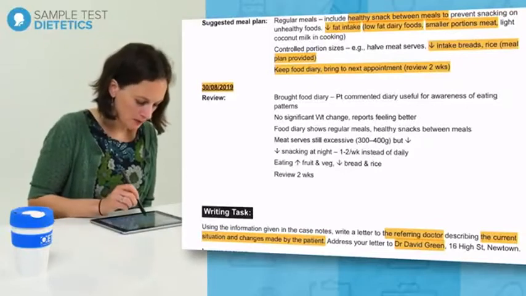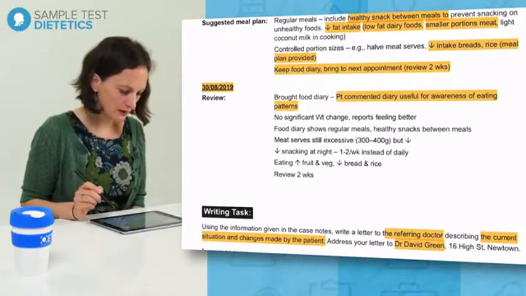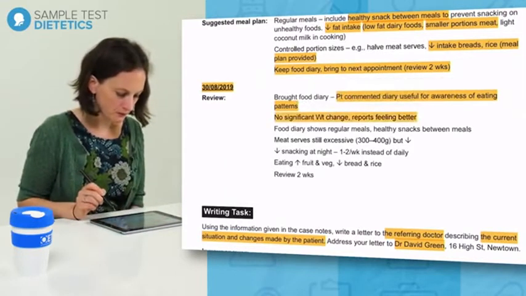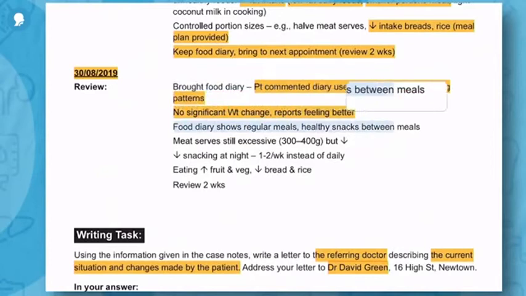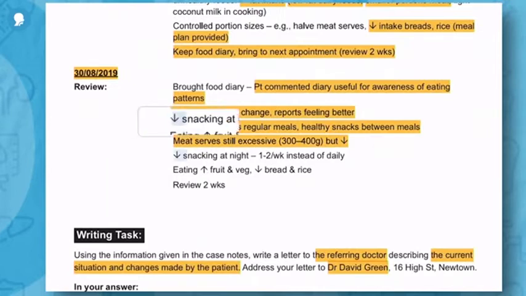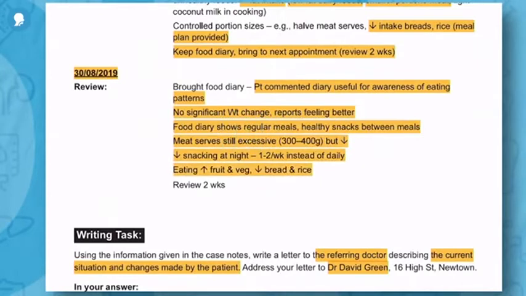At the review, the patient mentions that the diary had been useful for raising their awareness of their eating patterns. And although there had been no significant weight change, they report feeling better. The diary shows that he has been following the recommendations about having regular meals and healthy snacks, but although he has reduced the amount of meat he's eating, he's still eating more than was recommended. He's also managed to reduce his snacking at night, which is down from daily to once or twice a week. He's eating more fruit and veg and has reduced his bread and rice consumption. Another review has been scheduled for 2 weeks' time.